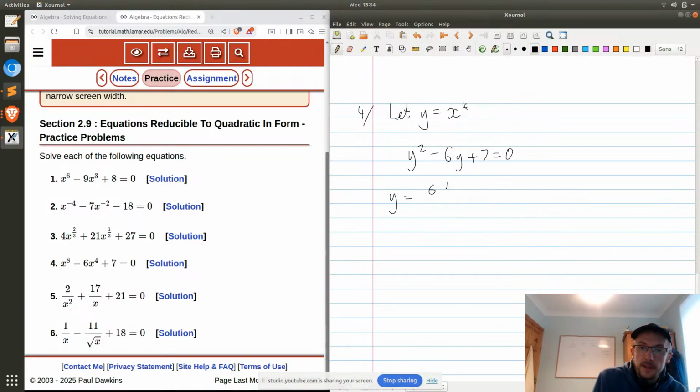So y is 6 plus or minus the square root of 36 minus 28, all divided by 2. That there is 8, whose square root is 2 root 2. So it becomes 6 plus or minus 2 root 2 over 2, which is 3 plus or minus root 2, is it not? And now, notice that I must claim this.